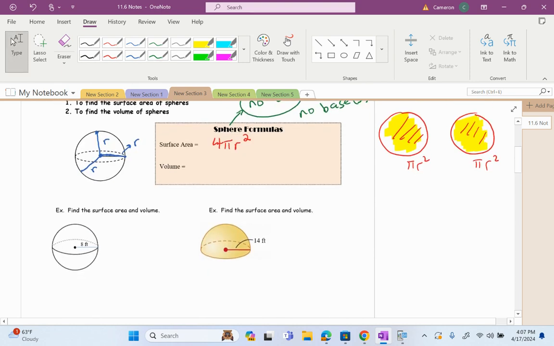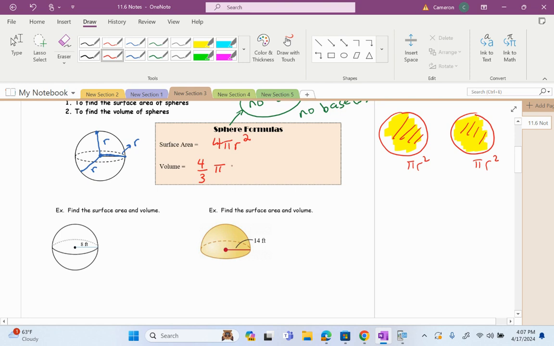The volume of a sphere to calculate, this one's a little harder to show why it works. I do have some YouTube videos if you're interested in seeing the proof behind why it works. Send me an email and I'm happy to send that to you. So the volume of a sphere is 4/3 times our friend pi.